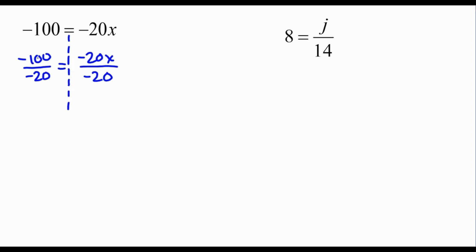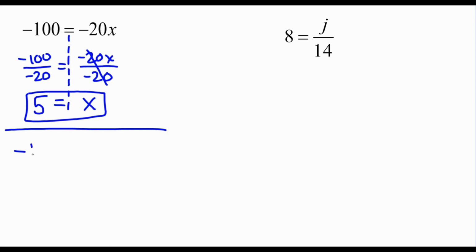And on the left-hand side, negative 100 divided by negative 20, negative divided by negative is a positive. That's going to be positive 5. And then these two essentially will cancel each other out. Multiplying by negative 20 and dividing by negative 20 are opposites. They will undo each other. We call those inverse operations. They undo each other. So now my solution is 5 equals x.